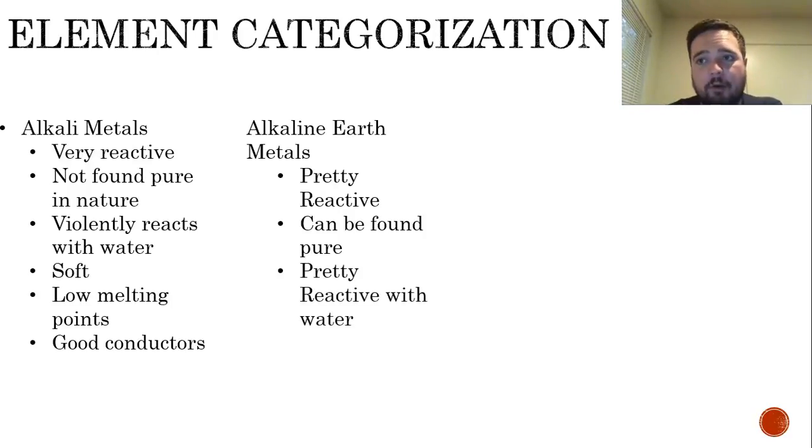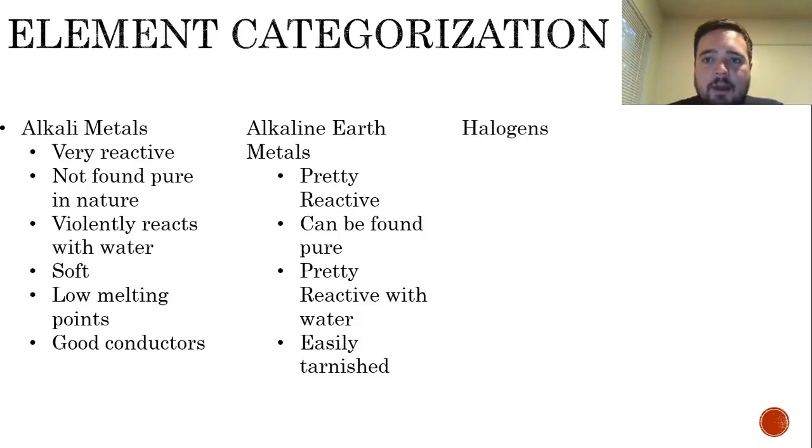They are pretty reactive with water, though. You stick them in water, they'll start fizzing and jumping around. Maybe not cause a fire, but for the most part, they're pretty reactive. Easily tarnished, which means they can easily be oxidized by air and such. So again, if you leave alkaline earth metals out for too long, they'll relatively quickly start forming different compounds and losing their luster.